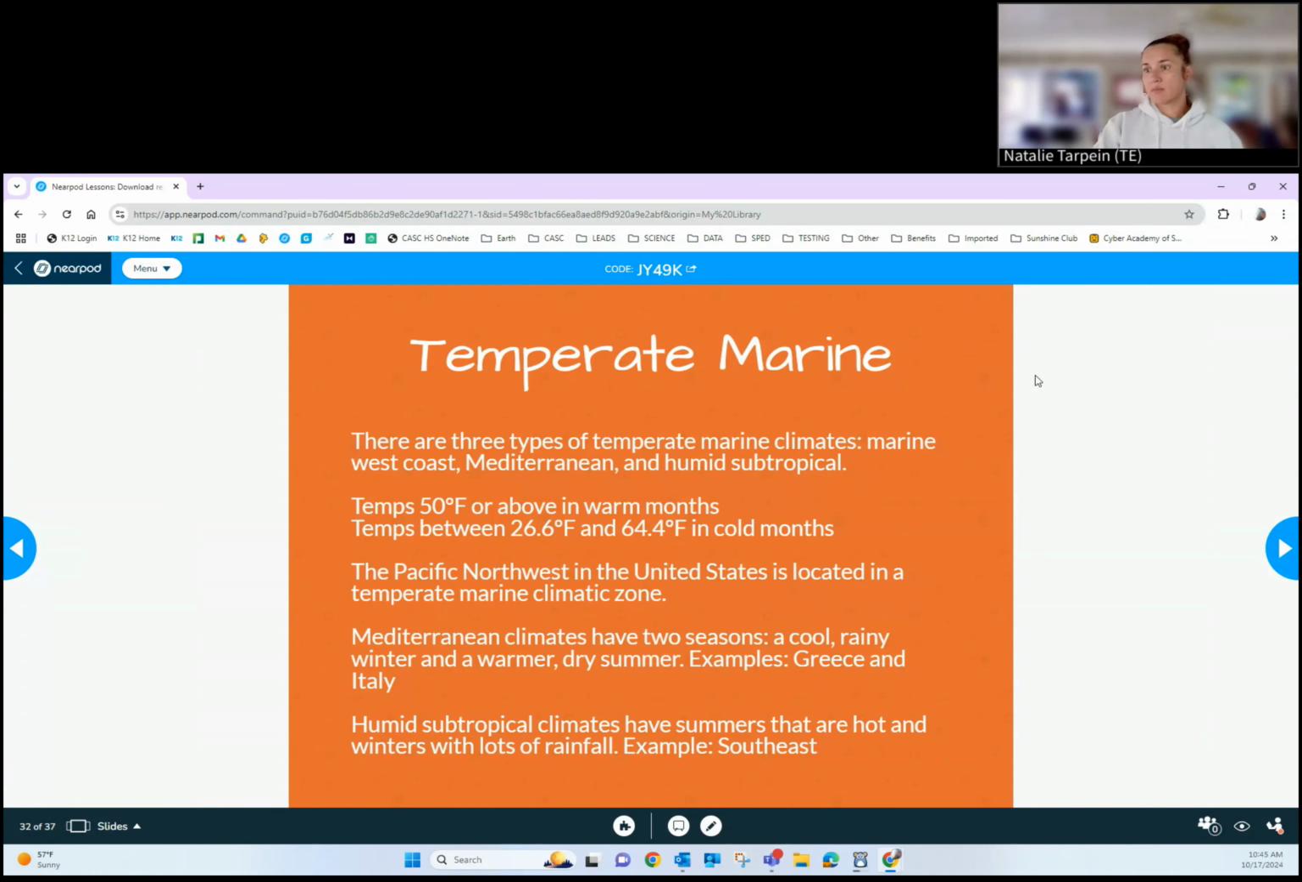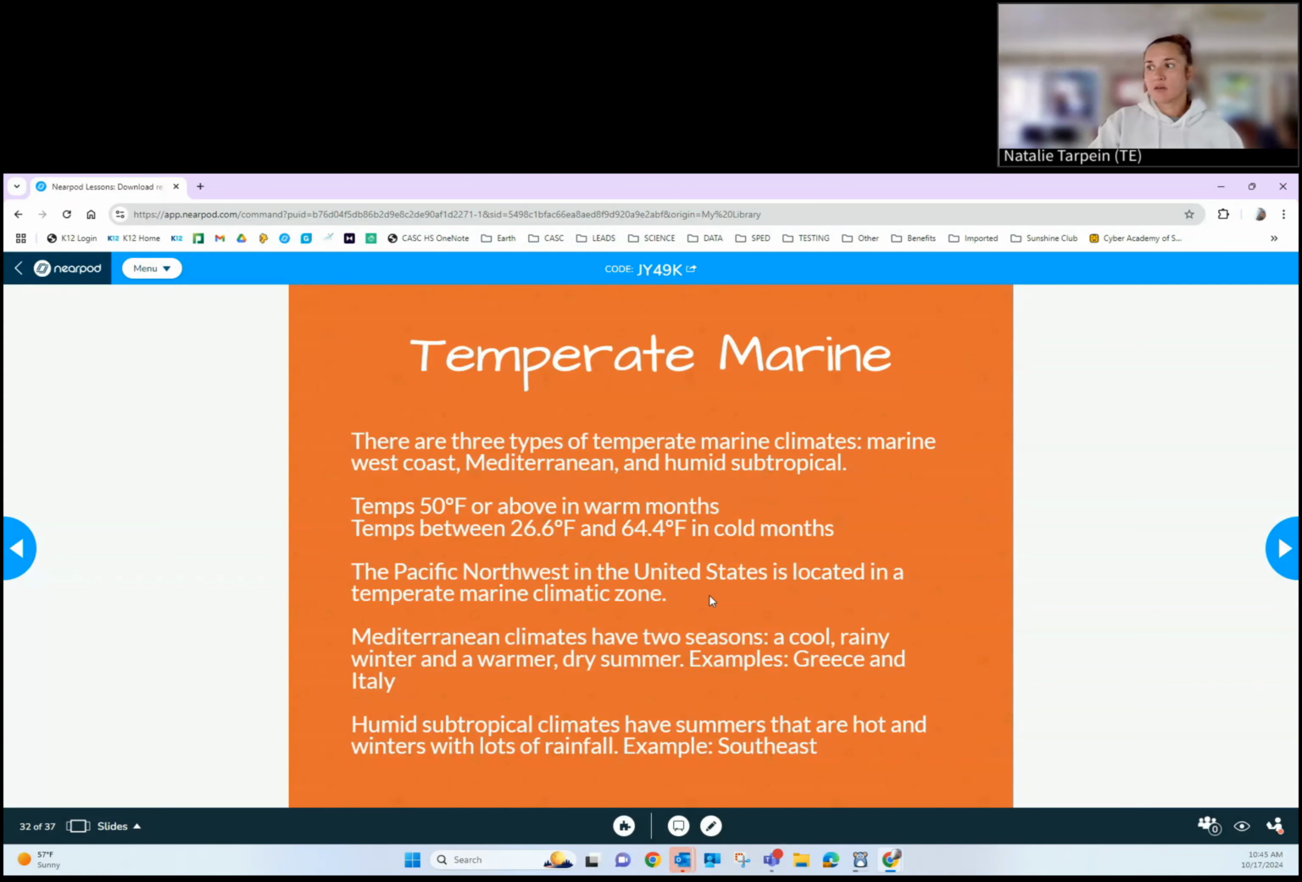All right, then we've got temperate marine. So 3 types of temperate marine climates. Marine west coast, so think California. Mediterranean, in terms of the Mediterranean Sea, so Europe and then Northern Africa. And then humid subtropical. So think Miami, Fort Lauderdale, those types of areas, South Florida. Temps 50 or above in warmer months, and then 26 to 65 in colder months.